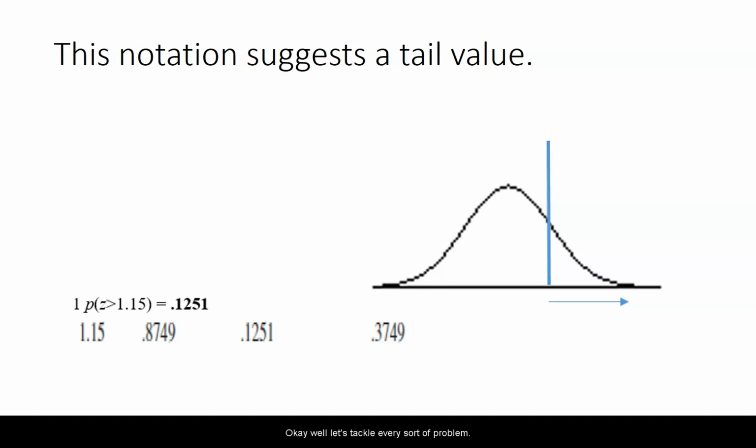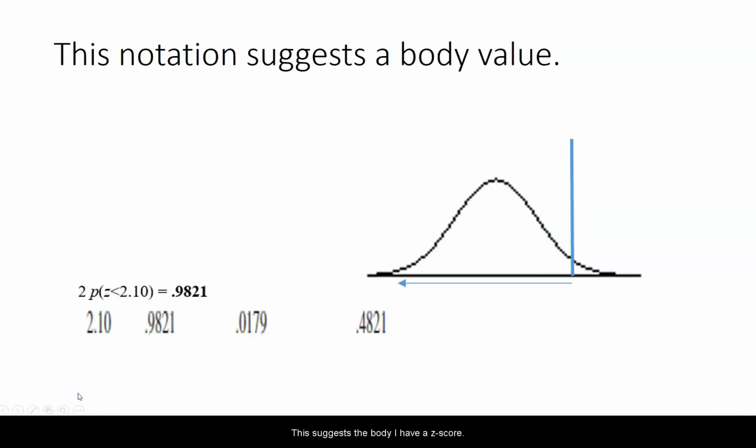Okay, well, let's tackle every sort of problem that we might come across. In this case, I'm looking for a z-score that's greater than 1.15. I know that's on the right. It's asking me to continue to go to the right, as the arrow says, so I know that's a tail. The answer is .1251.